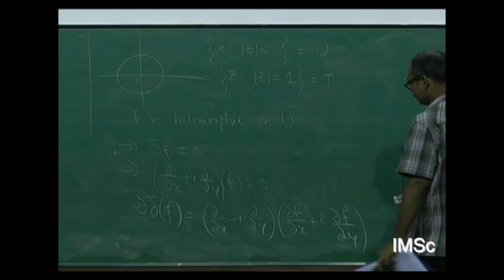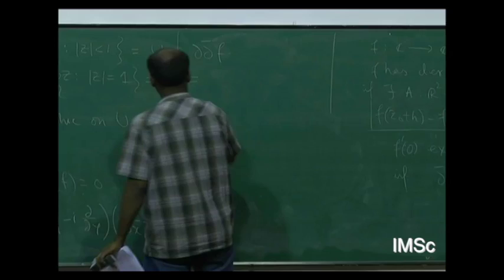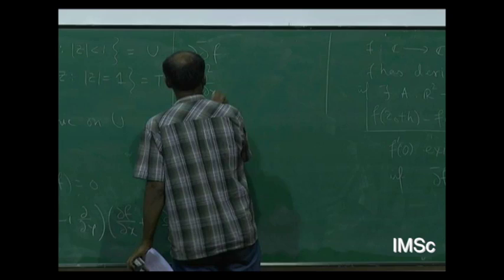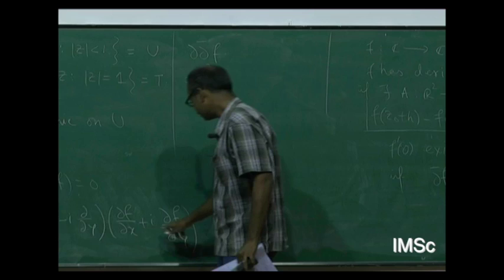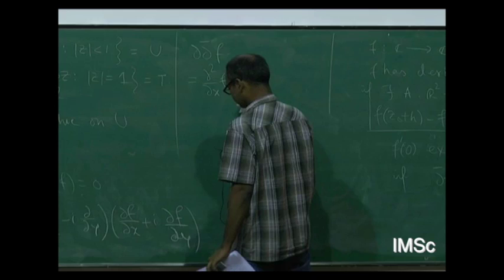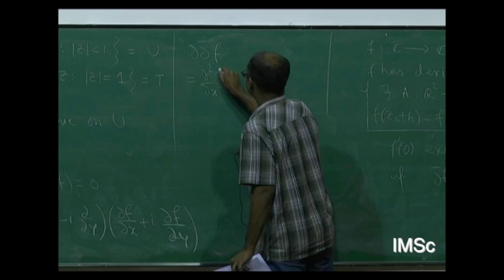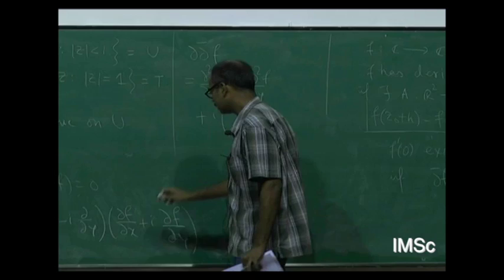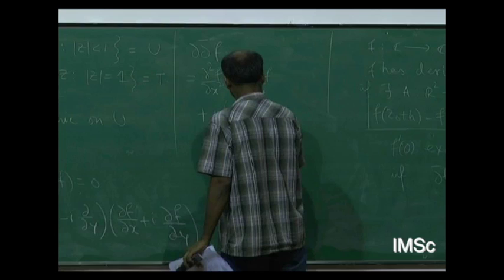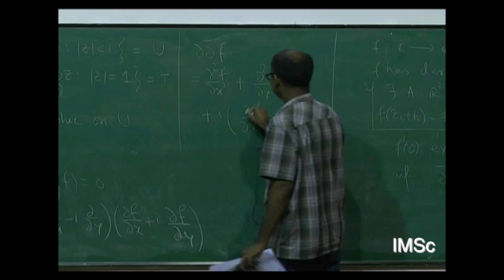So what does this give? I am just looking at the real part first. This gives the double derivatives, and then the imaginary part will give the mixed ones, with a minus.